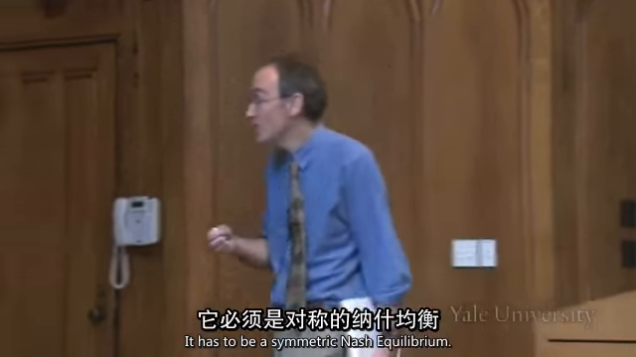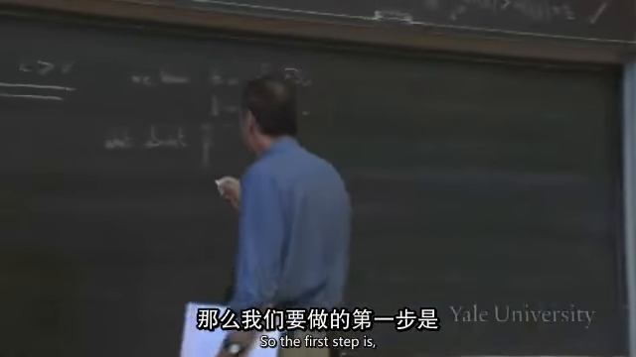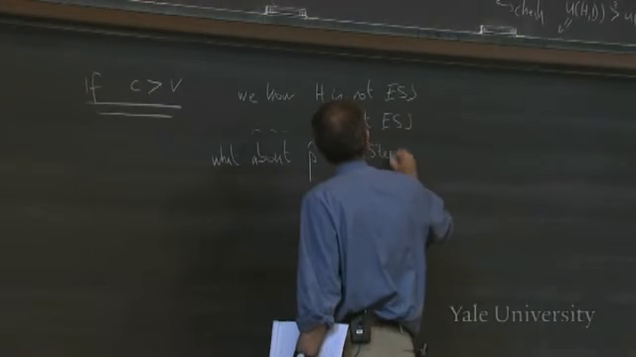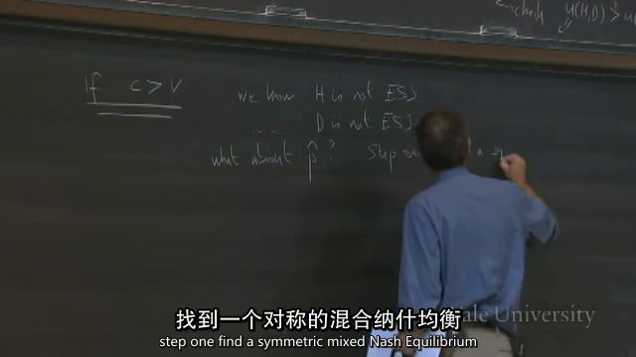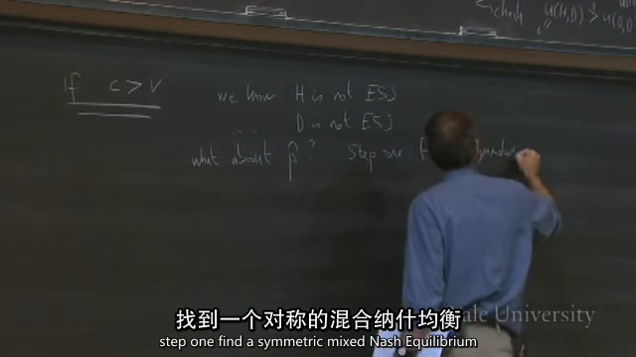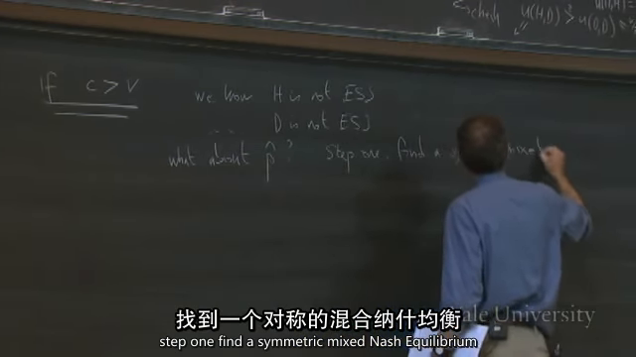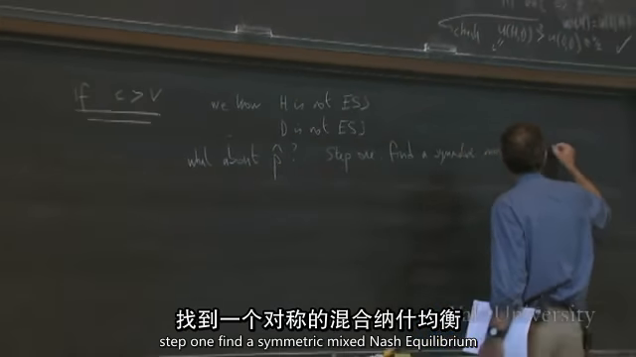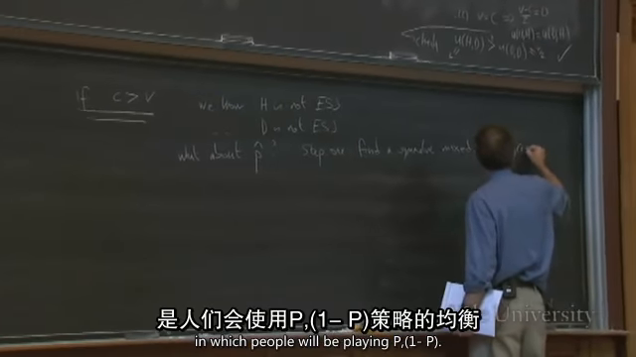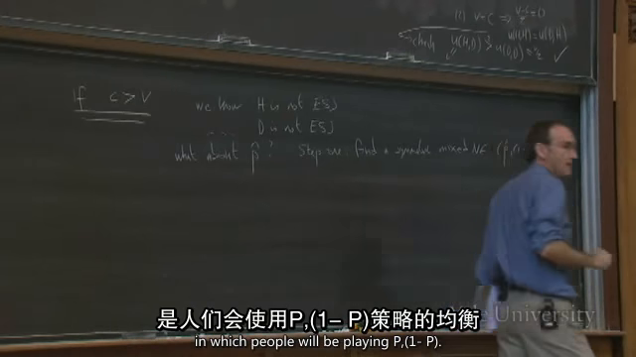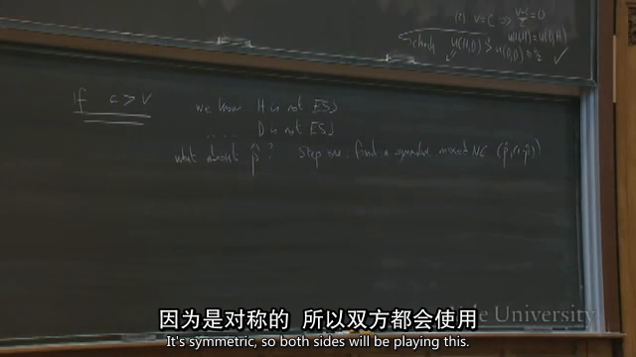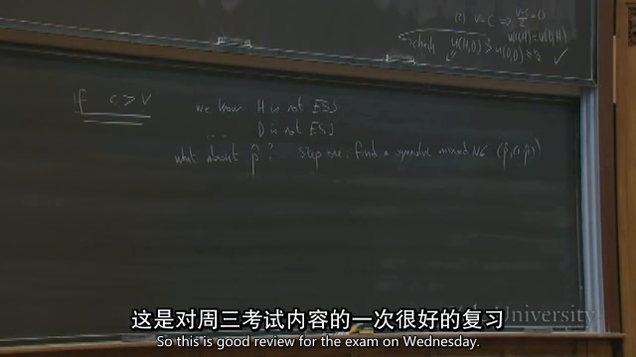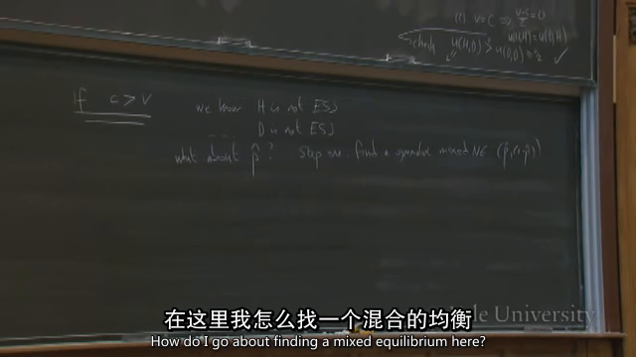It has to be a symmetric Nash equilibrium. So the first step is, step 1, find a symmetric mixed Nash equilibrium in which people will be playing P hat, 1 minus P hat. It's symmetric, so both sides will be playing this. Okay, so this is good review for the exam on Wednesday. How do I go about finding a mixed equilibrium here?